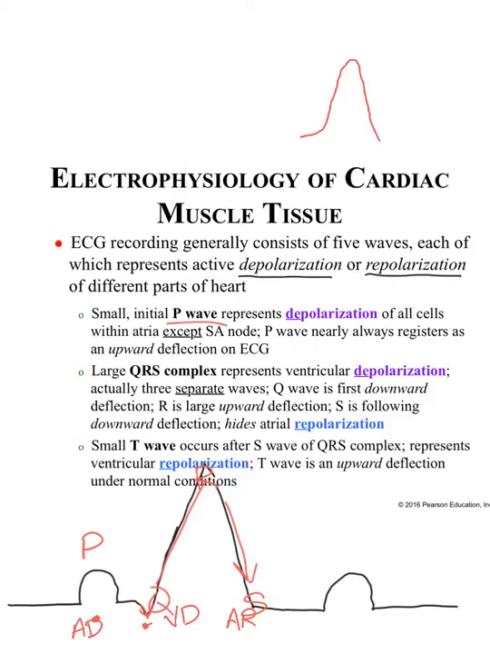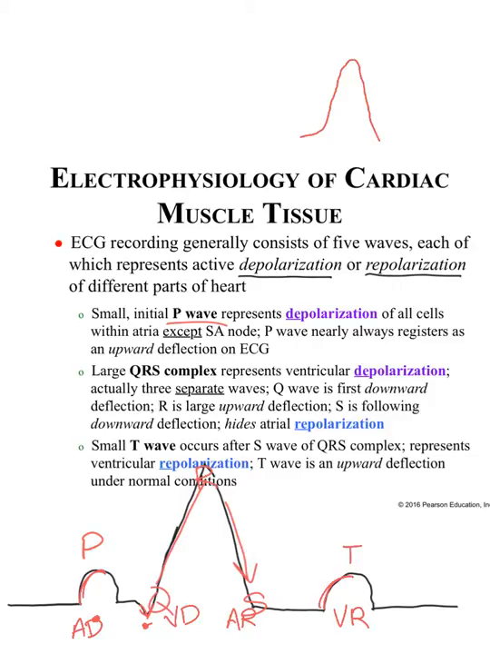And then we have the last wave, we call it a T wave. This indicates ventricular repolarization. So this is this upward, just like we should have the upward for the P wave. So in normal conditions, it should roughly look like this.